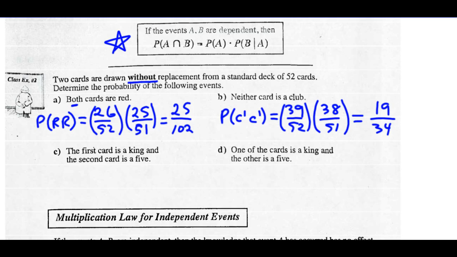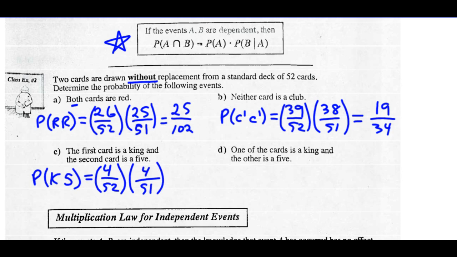C, the first card is a king and the second card is a 5. So the probability of a king and then a 5. Well, there are 4 kings in the deck out of 52. And that's not replaced. There's only 51 cards left. And there are still 4 5s in the deck. All right. That gives us 4 out of 663.